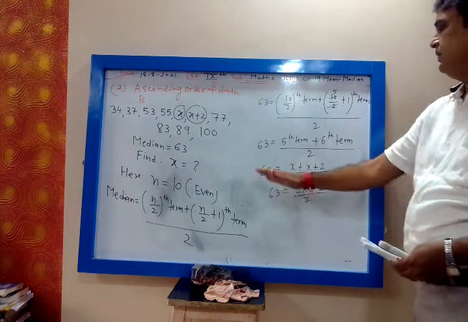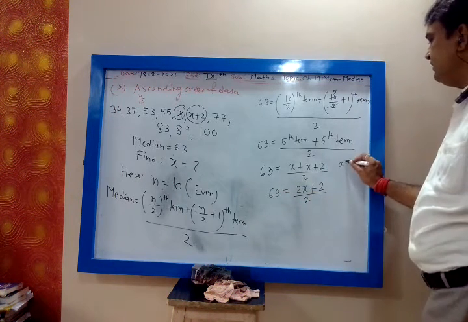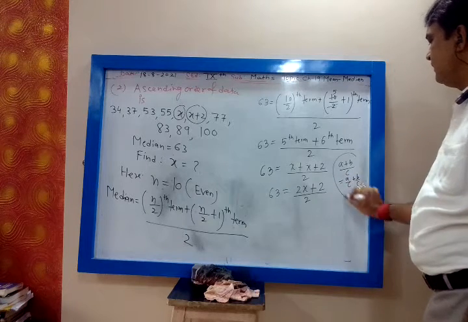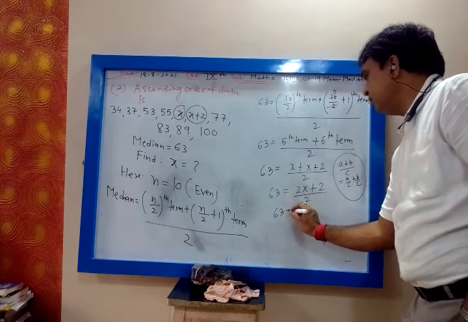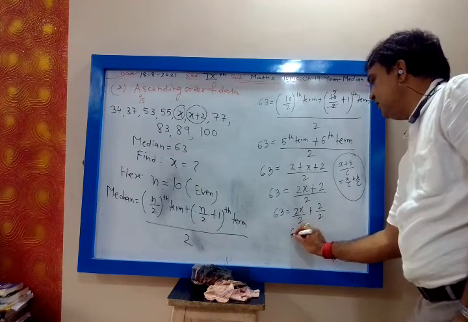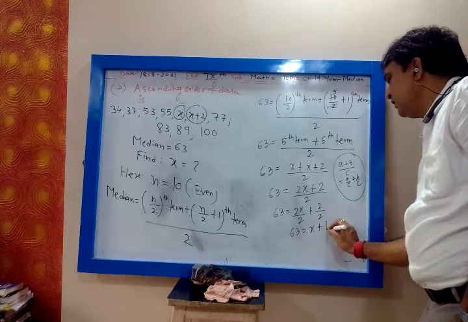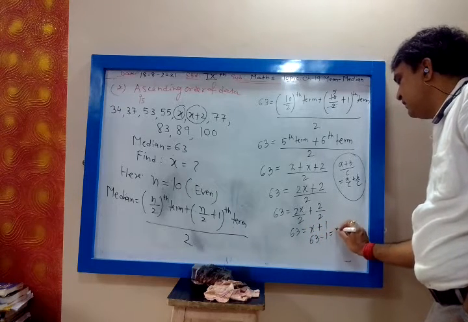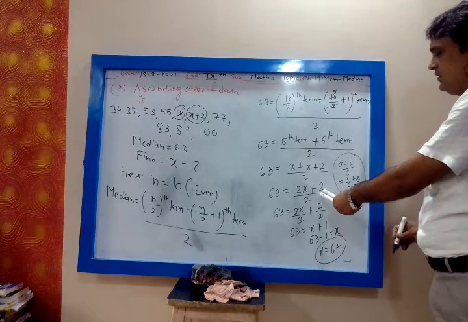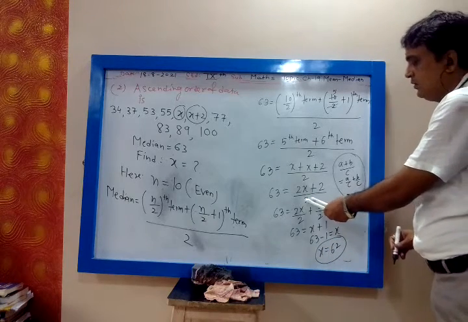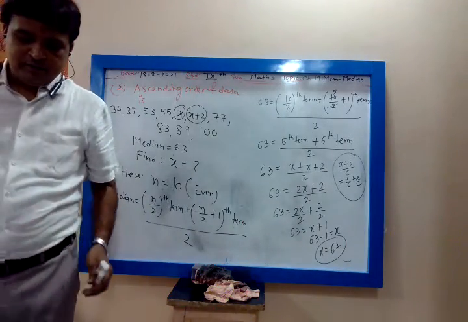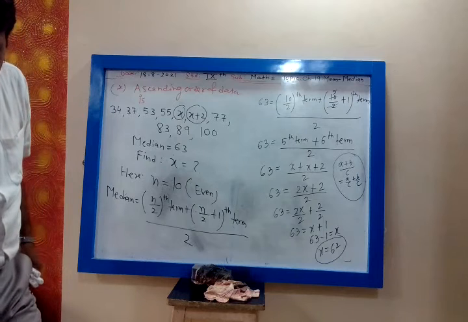So one method is you cross multiply or you can divide. What is a plus b by c? A by c plus b by c. That's all. So 63 is equal to 2x by 2 plus 2 by 2, so 63 is equal to x plus 1. So 63 minus 1 is x. X is equal to 62. Now in this case it is getting cancelled, so I have used this formula. Otherwise you have to cross multiply and simplify. So median value is given 63, and the value of x is 62.